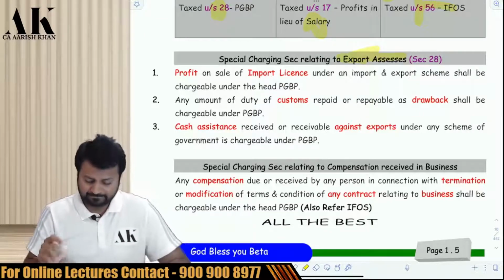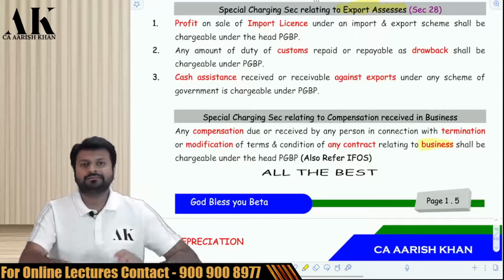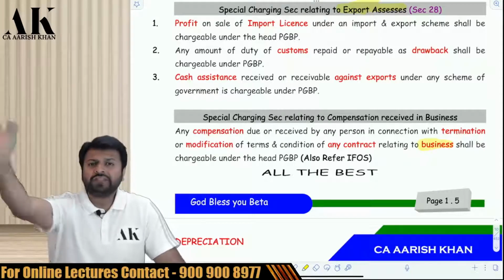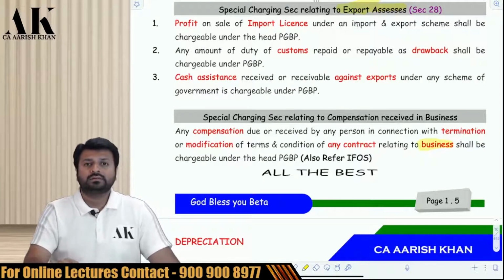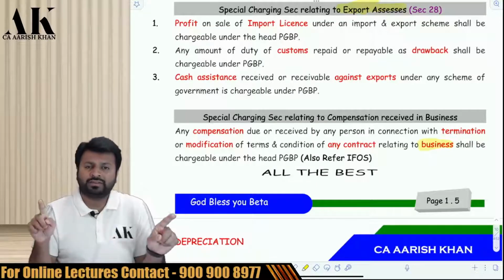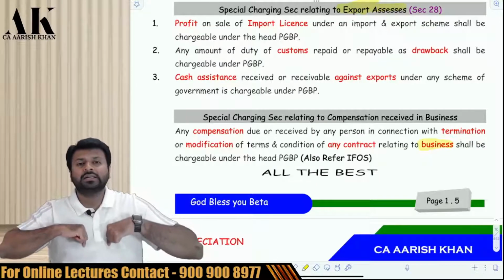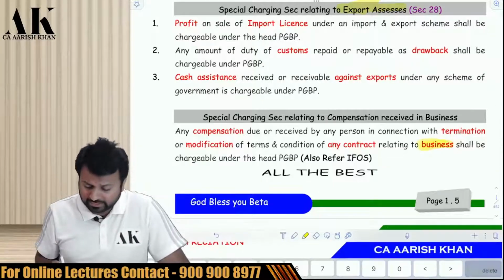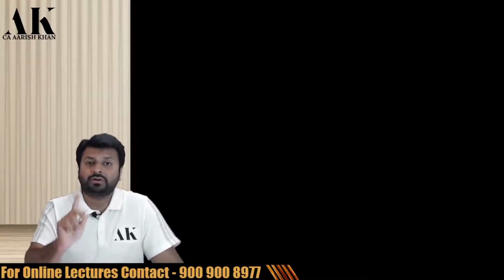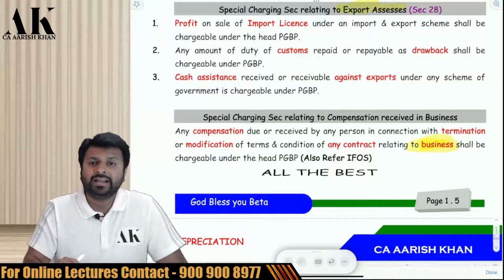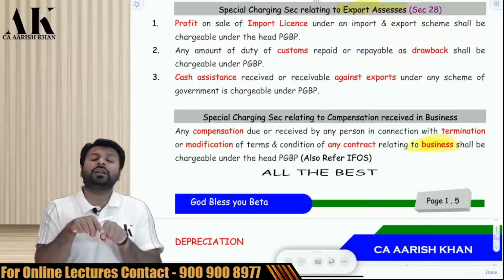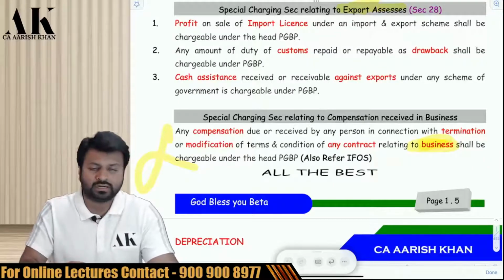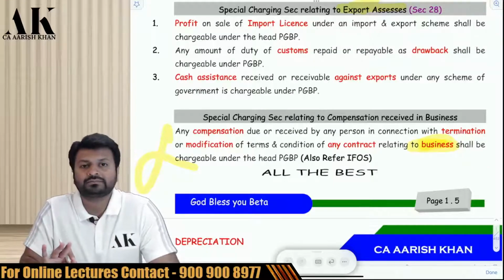Okay. One last thing. If you have entered into a business contract with someone and the other party is terminating or modifying the contract, and for that he is giving you compensation, then that is also chargeable under business and profession. But only if a business contract is terminated, because what is written over here is only business, not profession. If a professional contract is terminated and money is received for that, or if a professional contract is modified and money is received with that, then that is not covered over here. As of now, that cannot be charged under the head PGBP. Okay, be very clear about it.